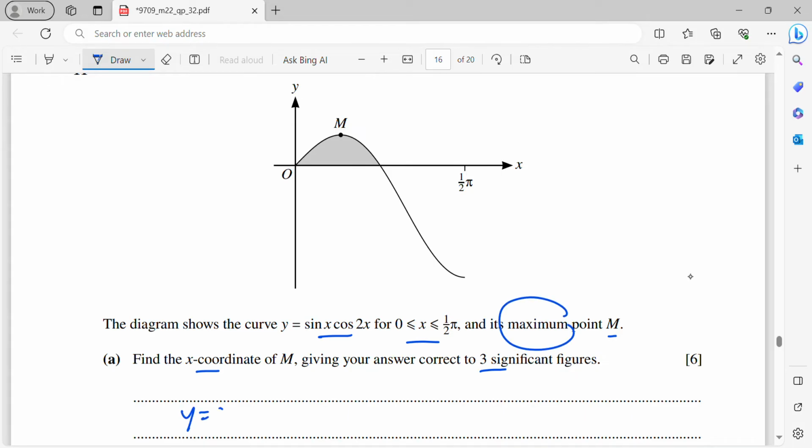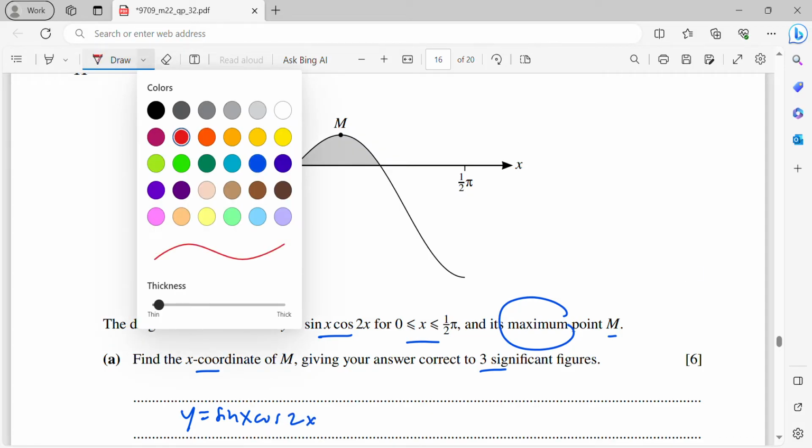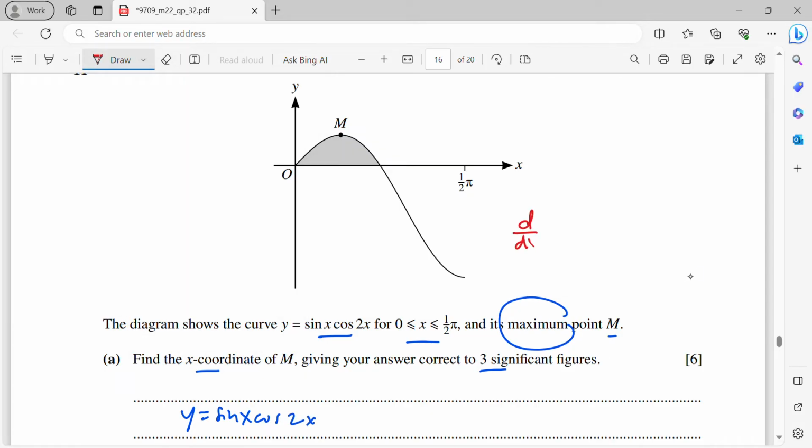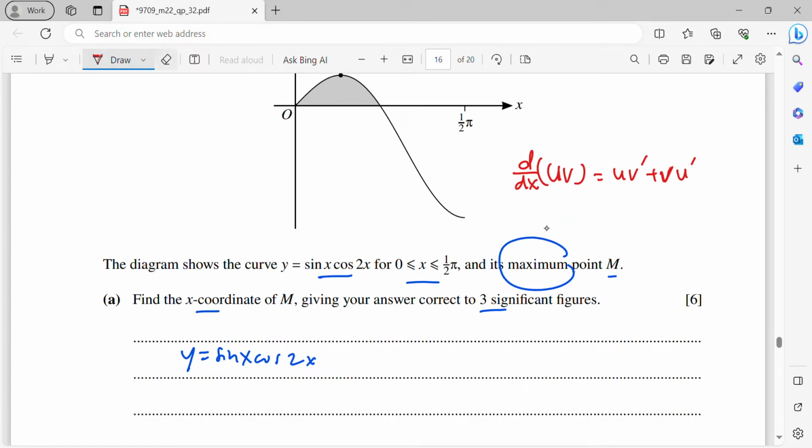Now the maximum point is found using differentiation. So now I have to use d over dx of uv, the product rule, because it is a product of two functions. It will be u v prime plus v u prime. So now I will let my sine x be the u.